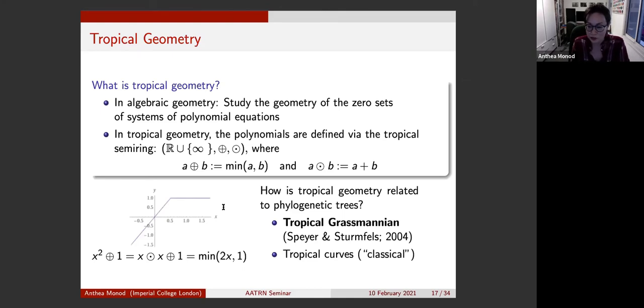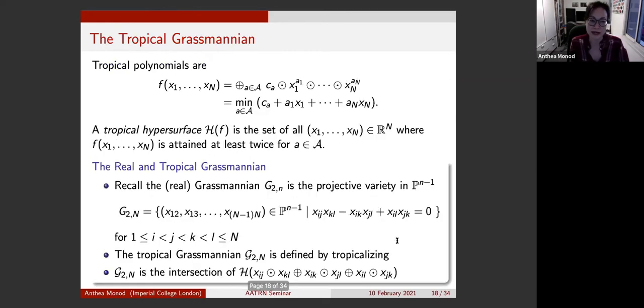And how is tropical geometry related to phylogenetic trees? It turns out to be a quite useful and promising tool to study phylogenetic trees. This was discovered by Speyer and Sturmfels in 2004 in their construction of a tropical Grassmannian, which I'm going to talk about now. So, the tropical Grassmannian.